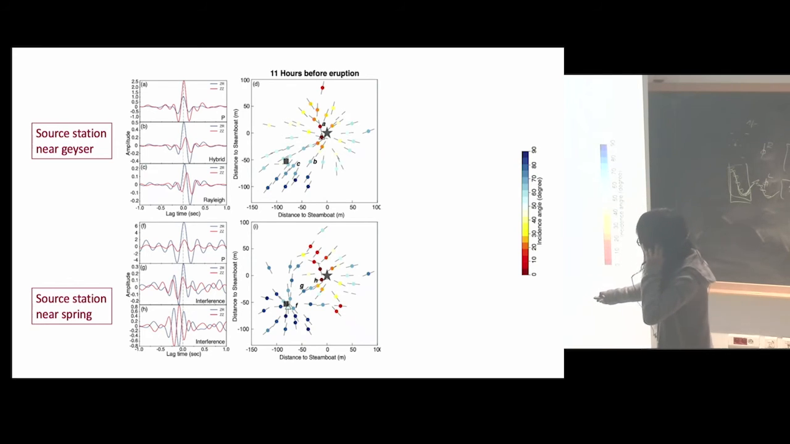And in this case, you can see a subset of the receiver stations pointing to the spring, but not all of them. It means there's a source here, but it's weaker. So this is done 11 hours before the eruption.